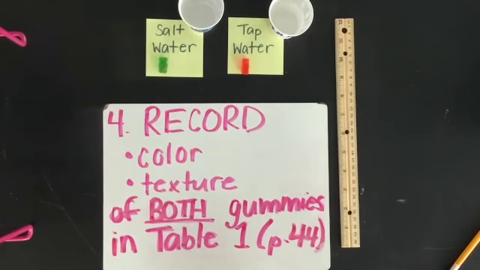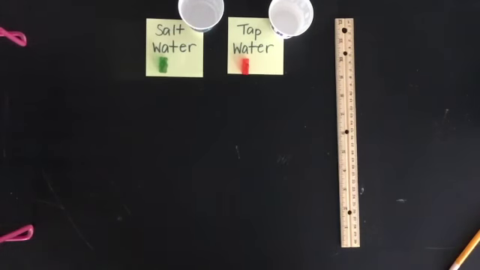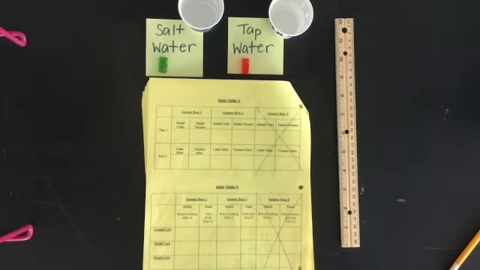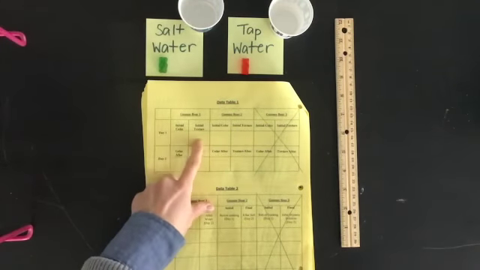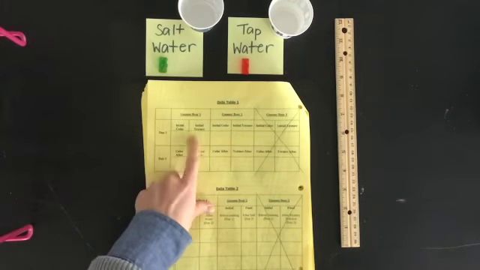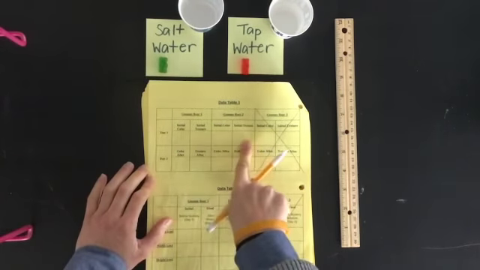Your fourth step is to record the color and the texture of both gummies in Table 1, which is on page 44 of your packet. So if I look at page 44, here I am and I see Data Table 1, color and texture of Gummy Bear 1 and Gummy Bear 2. So this row is the row that I'm filling in today.